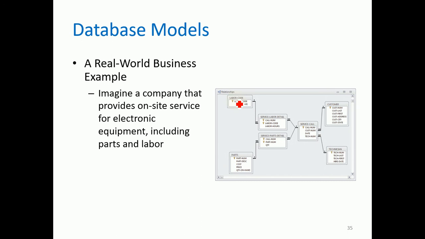We have the entities labor code, service labor detail, service parts detail, parts, and then service call, customer, and technician. So one labor code has a relationship of many to service labor detail, then one parts to many service parts detail, and then for service call, one service call to many service labor detail, or one service call to many service parts detail, and then many service calls to one customer, and then many service calls to one technician. Okay, this is the relationship by means of table.